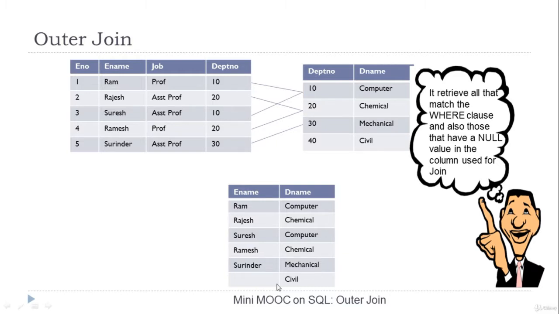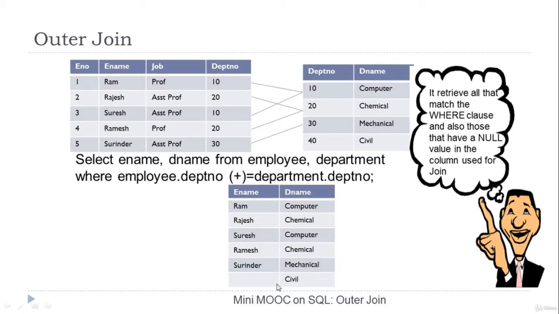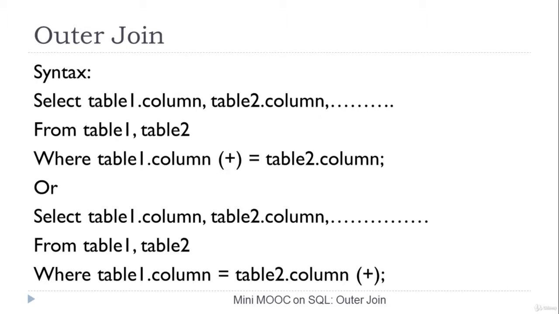Since null will appear in the ename column of the employee table, we have to add a plus sign in the where condition towards the employee table, as shown in this statement. Here the plus has been added towards the employee table in the equality condition. The plus sign can appear on any side of the equality condition, but it cannot appear on both sides at the same time. As shown in the syntax, if the plus sign appears on the left hand side of the equality operator, then the full table will be on the right side, so it is called a right outer join.